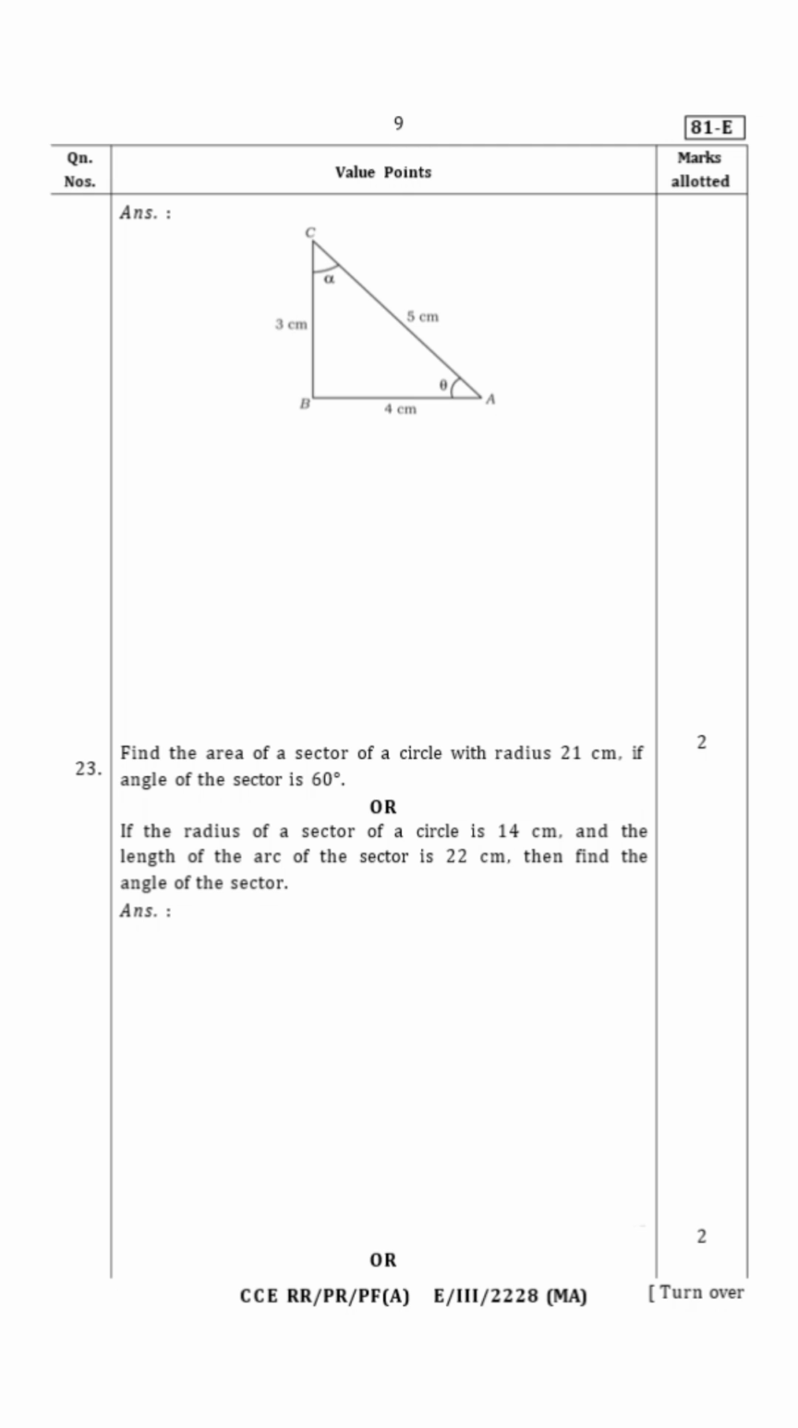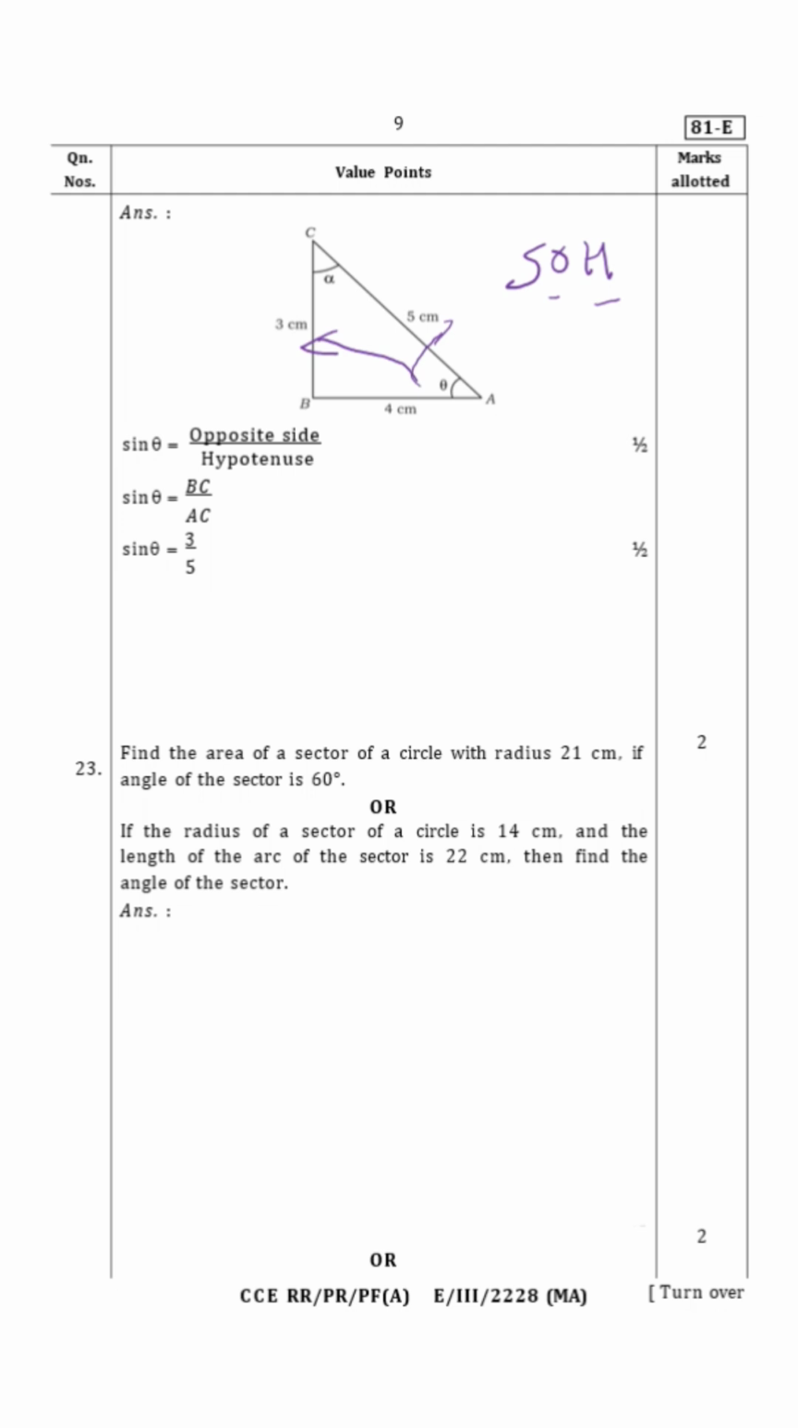Sin theta is equal to opposite by hypotenuse, SOH. Remember, SOH, opposite by hypotenuse. Here opposite is 3 centimeter, hypotenuse is 5 centimeter. So sin theta is equal to 3 by 5.